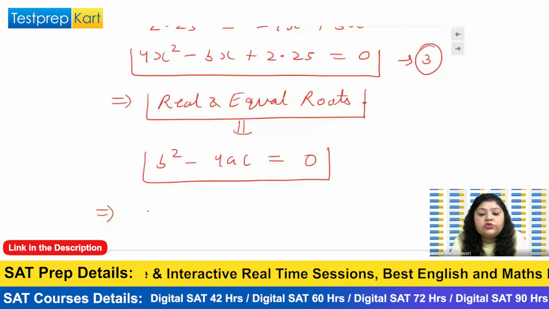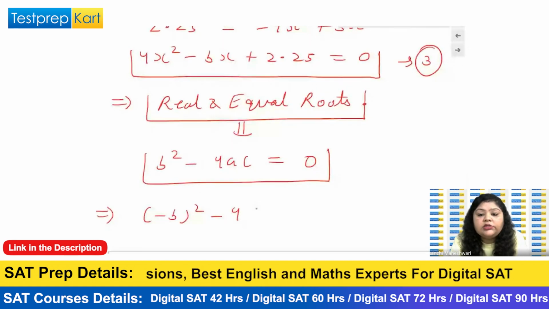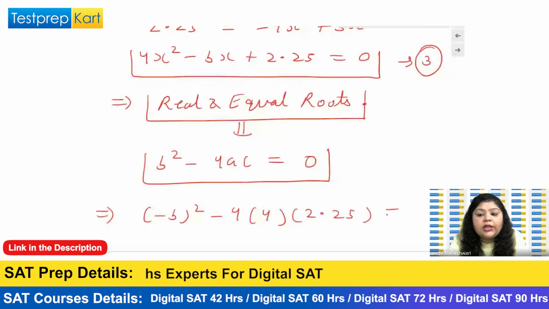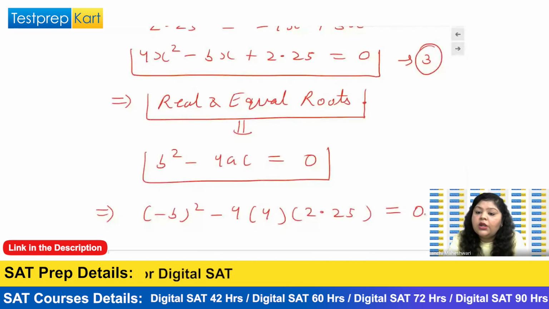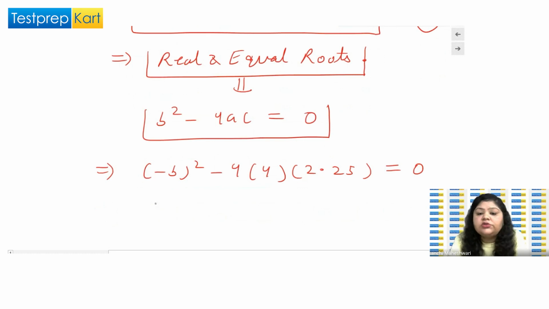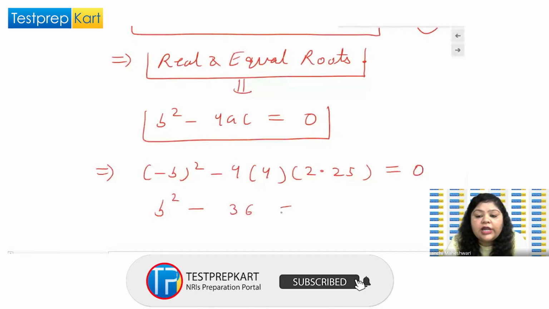If I do so, I'm going to have minus b whole square minus 4 into 4 into 2.25, and that has to be equal to 0. Now I have only one equation and only one variable to find out, that is the value of b. So can't we simplify that? Of course we can. We are going to have b square minus 16 into 2.25. So let's just do that together. 16 into 2.25 is 36, that is equal to 0.